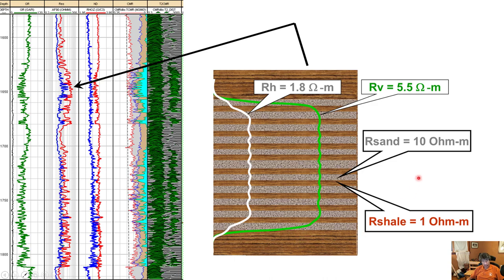This is just a cartoon. The values are not the same, but the idea is the same: as soon as you have laminations where the thickness of the laminations is much smaller than the volume of investigation of the tool, boom, immediately you're going to have the separation where the perpendicular to bedding plane resistivity will be higher than the parallel to bedding plane resistivity. If there are no laminations, if there is no anisotropy, then the two measurements will overlap.